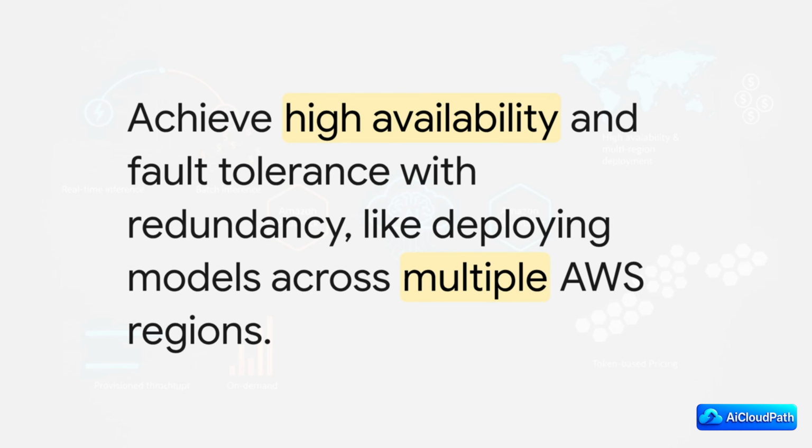Well, the magic word here is redundancy. The idea is actually pretty simple. Don't have just one of anything important. By deploying your models across, say, multiple AWS regions, you're making sure that if one location has a problem, your application just keeps on chugging along from another one.